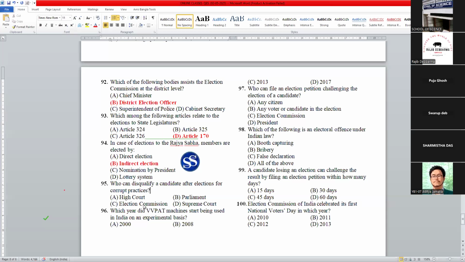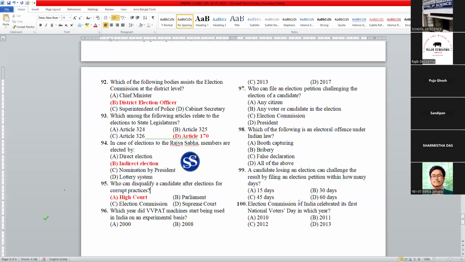High Court. After the elections, if a candidate is alleged to have indulged in corrupt practices, the matter is taken up as an election petition. Such petitions are adjudicated by the High Court of the concerned state under the Representation of the People Act 1951. The Supreme Court may hear appeals against the High Court's decision.